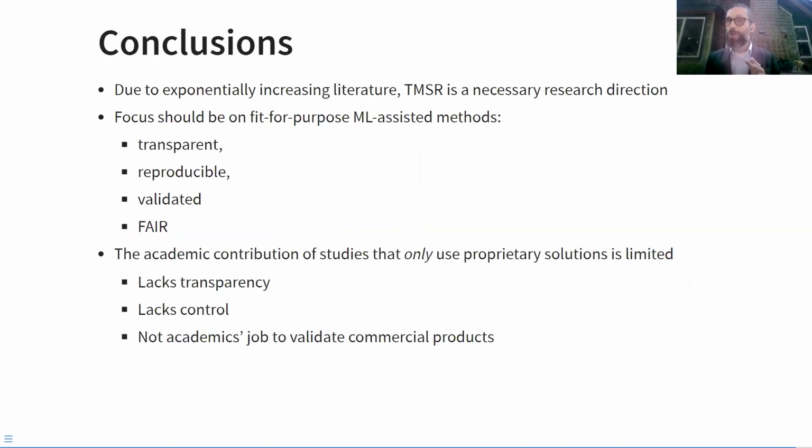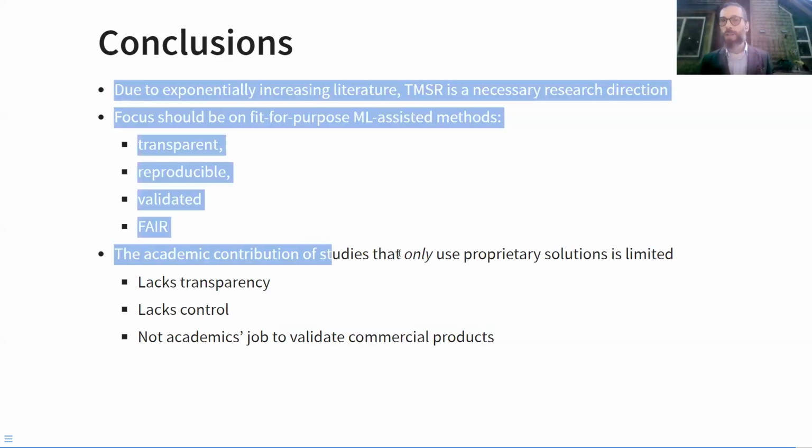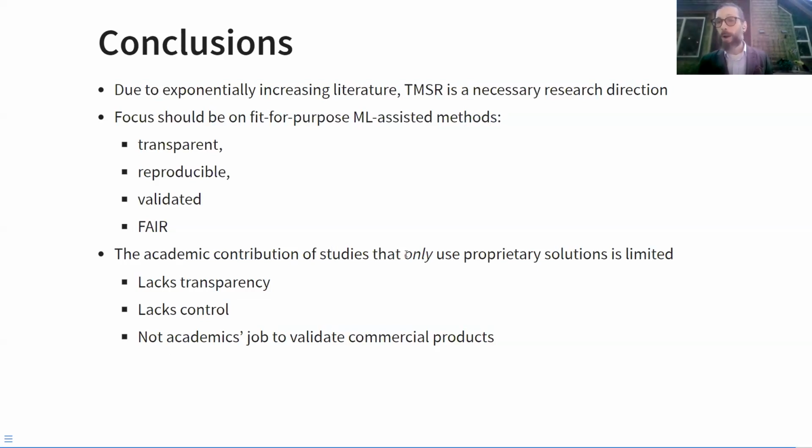To conclude, due to the exponentially increasing literature, I believe that work like text mining systematic review is a necessary direction of research to make all that literature accessible. But our focus as scholars should be on fit-for-purpose machine learning assisted methods that are transparent, reproducible, well-validated, and fair, findable, accessible, interoperable, and reusable. I think that the academic contribution of studies that only set out to validate proprietary commercial solutions is limited because it lacks transparency and control, and it's not academics' job to validate commercial products.